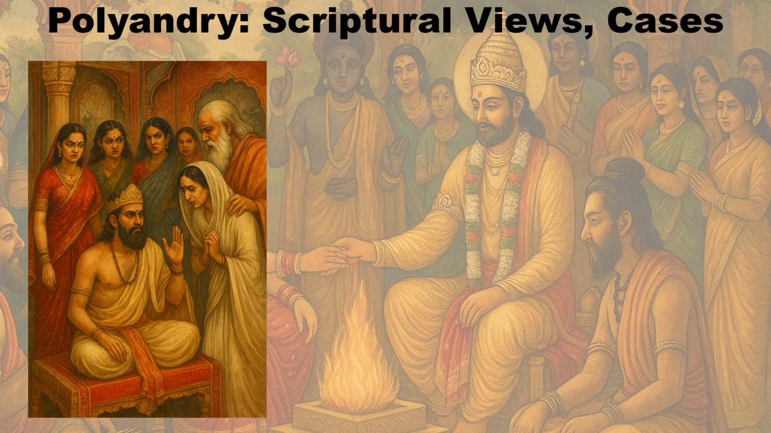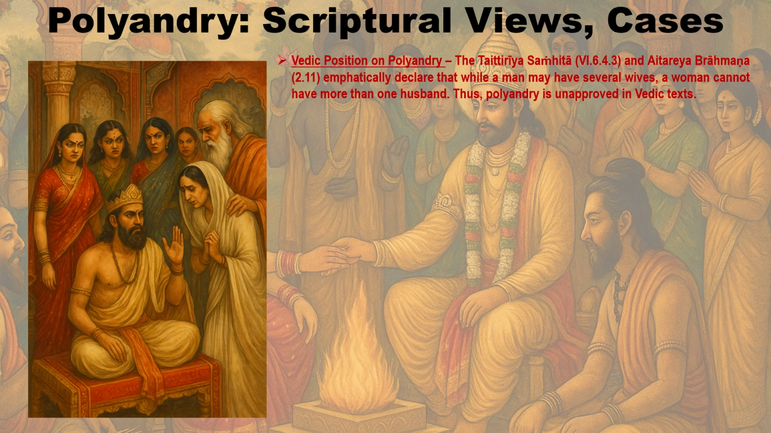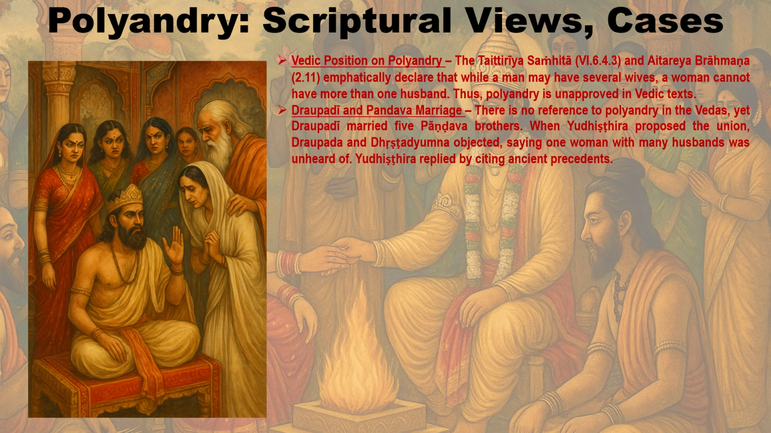Polyandry, scriptural views and cases. The Taittiriya Samhita and Aitareya Brahmana emphatically declare that while a man may have several wives, a woman cannot have more than one husband. Thus, polyandry is unapproved in Vedic texts. There is no reference to polyandry in the Vedas, yet Draupadi married 5 Pandava brothers.